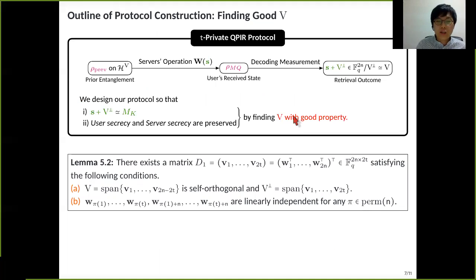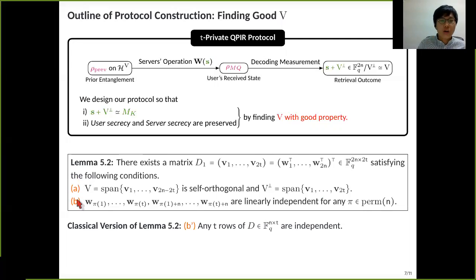For finding this V, we use this Lemma 5.2, which says there exists some matrix D1 over the finite field FQ, whose column vectors V satisfy some self-orthogonality condition. So it defines the stabilizer V, and the row vectors of this matrix satisfy some linear independence condition for any pattern of the permutation in pi. Using the V defined from this lemma, we construct our QPIR protocol.